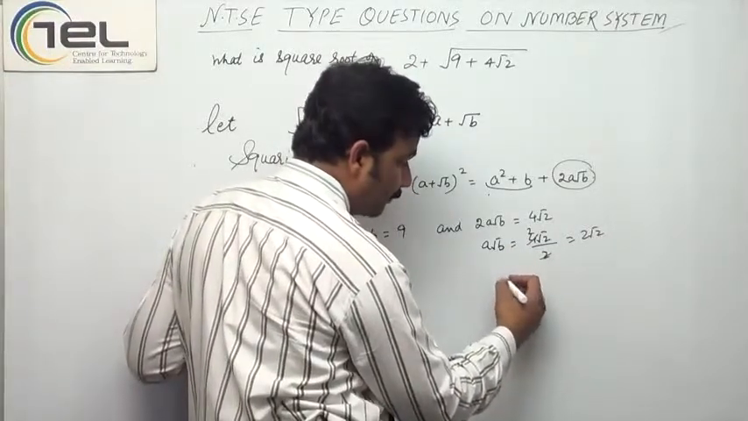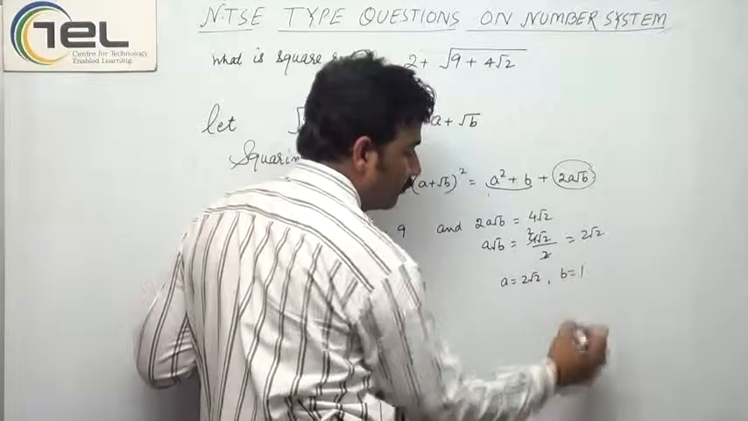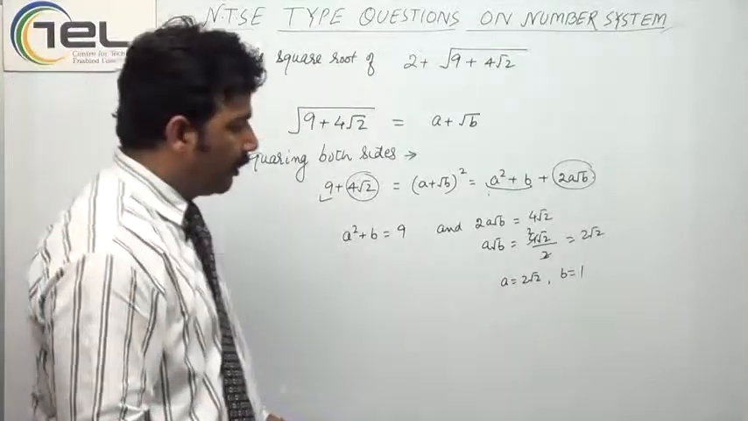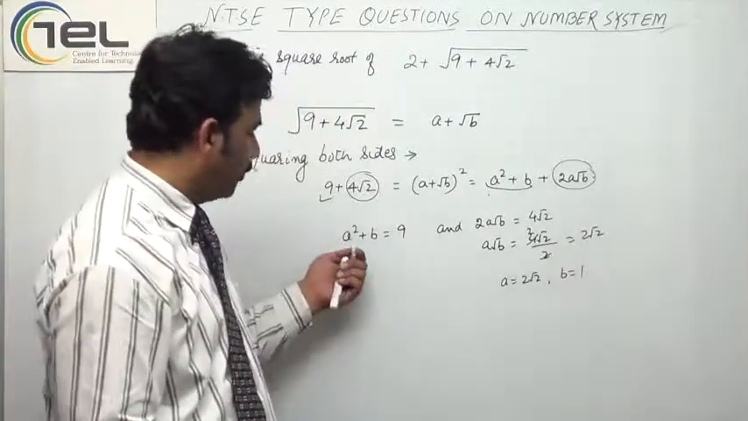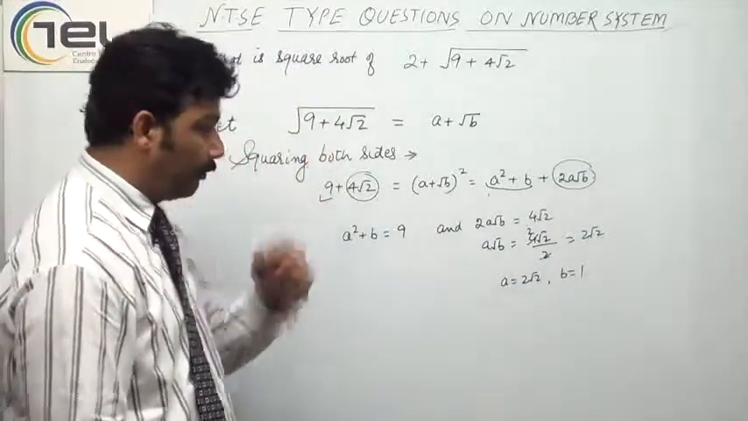I can take like this. I will take a as 2 root 2 and b as 1. Why am I taking a as 2 root 2? Because I have a square. Otherwise, if I take b as 2 root 2, it will not be possible like that.